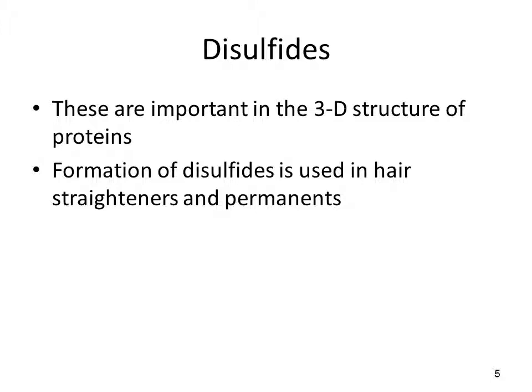And when we have permanents or straighteners put in our hair, they take advantage of this reaction. Basically, when you are doing a permanent or a straightener, what they do is they first reduce the disulfide linkages, curl the hair or straighten it a particular way, and then they oxidize it back to disulfides to hold it in place.